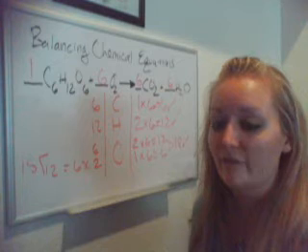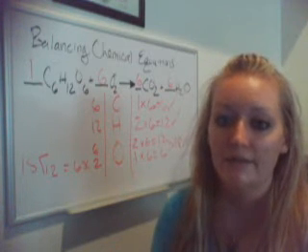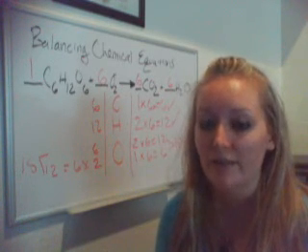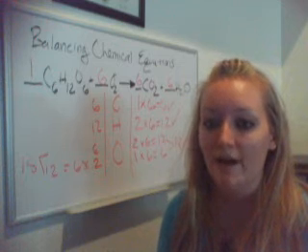That's how you balance the formula for cellular respiration. Glucose plus oxygen makes carbon dioxide and water.